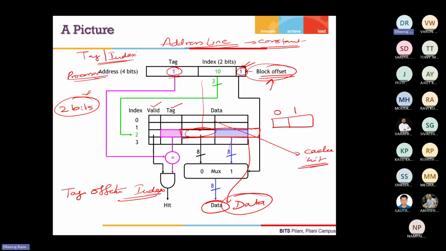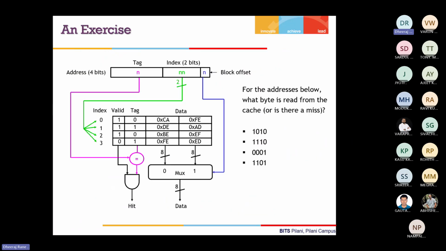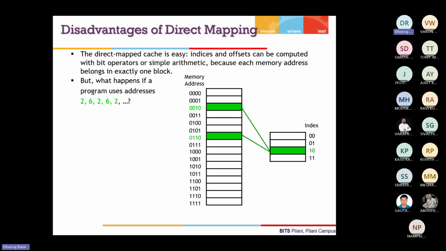And just for taking the advantage of a spatial locality, we are going through this practice. So this is the case. So what exactly is the disadvantage of direct mapping, right? You might have observed it right from the beginning.